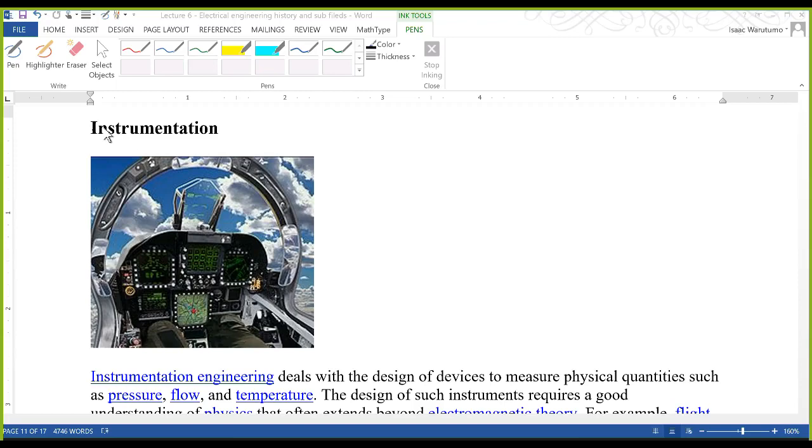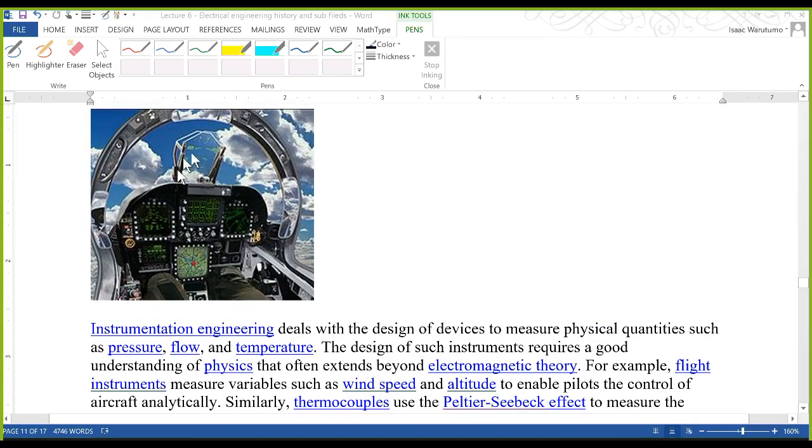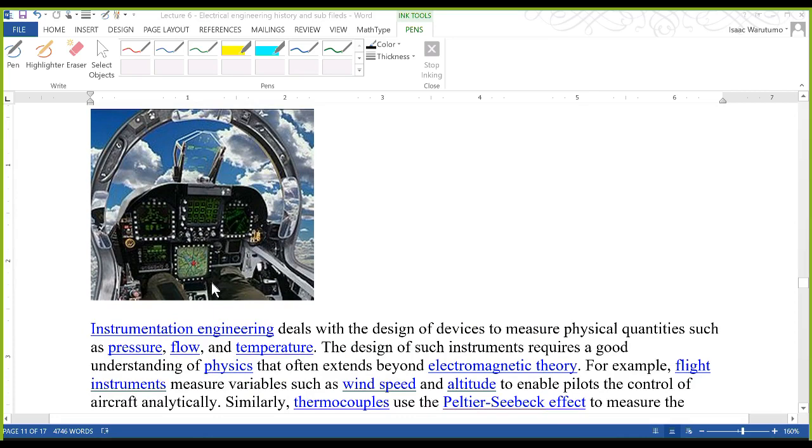It's one of the subfields of electrical engineering. It's actually concerned with design of devices that measure physical quantities such as pressure, flow, and temperature. And when you talk about instrumentation, it is very significant. Particularly, you can see the image we are having here is that of an airplane in the air. And when you are designing an aircraft or an airplane, you need to be very accurate with measurement, whether you're measuring the pressure, the temperature, the altitude, the direction, all those.